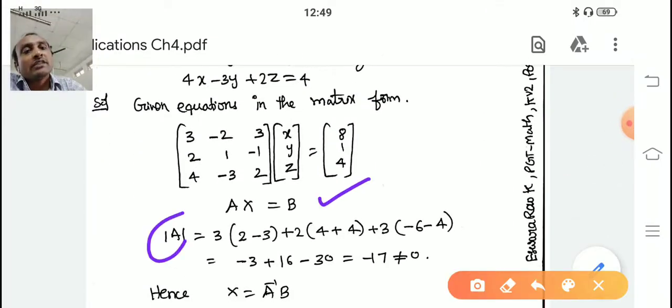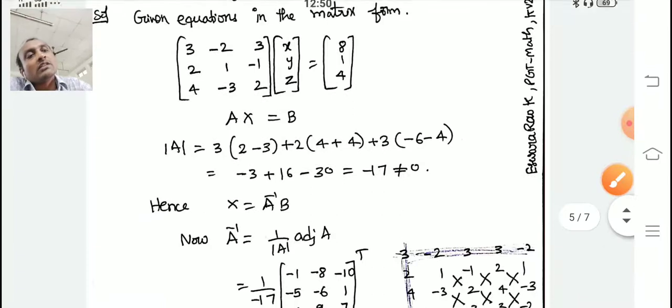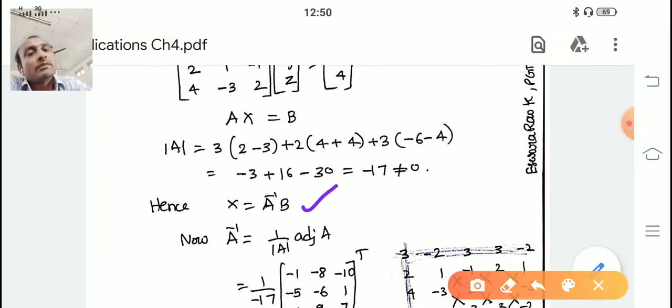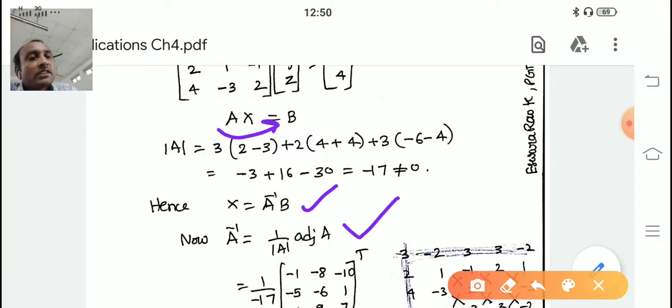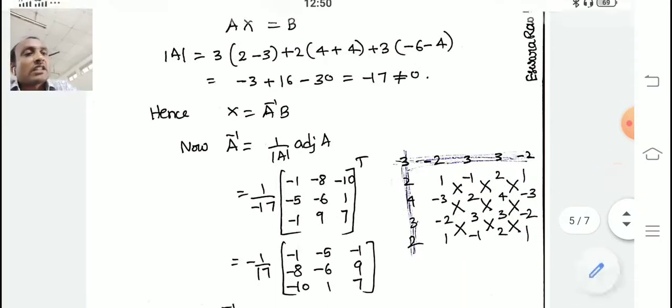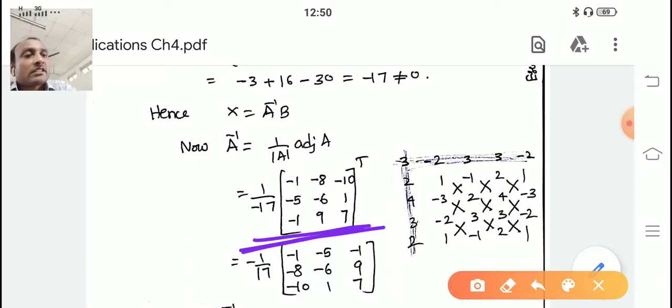Find the determinant of A first, before I multiply A inverse on both sides of the equation. If it is equal to 0, I do not multiply, because if determinant of A is 0, A inverse does not exist. Here we got determinant of A not equal to 0. So multiply, then x is equal to A inverse B, because A goes to that side. Find A inverse first using the method which I explained in the last class, last session. You can use this method.